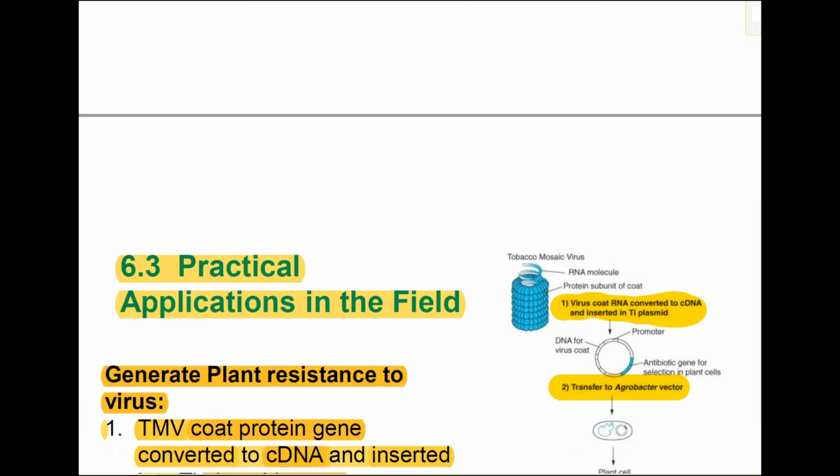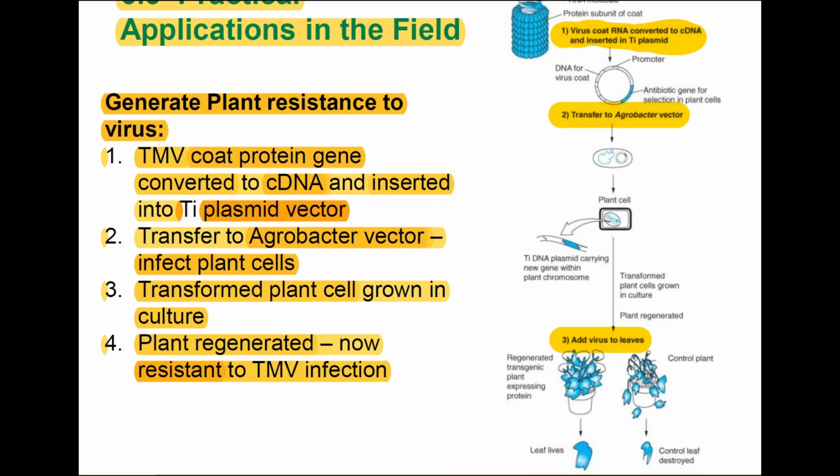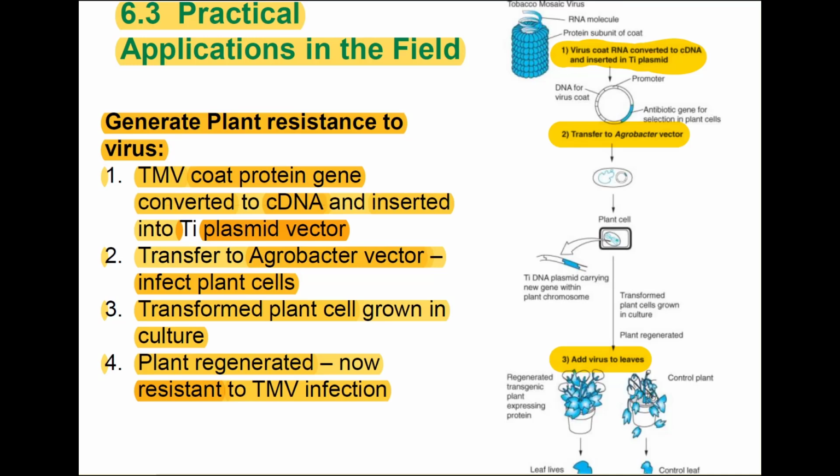TMV coat protein is converted to cDNA and is inserted into a Ti plasmid vector. Remember, this is agrobacterium. Transfer to the agrobacterium vector, infect plant cells. This is being done for tobacco, which is the icon. Transform plant cell, growth culture, regeneration, now resistant to TMV infection.